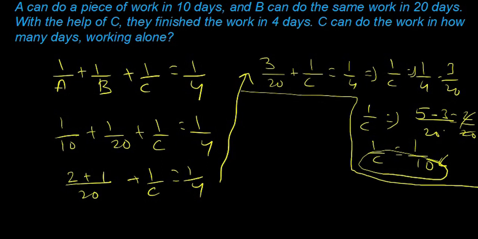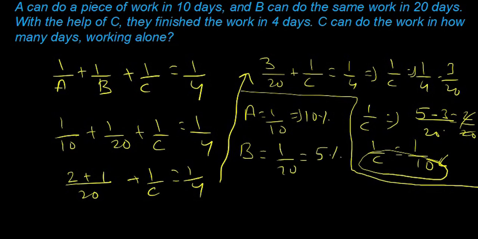Another method you can use is the percentage method. As you can see, A can complete the work in 10 days. So in terms of percentage, 1 by 10, we can say that is 10%. And in terms of percentage, 1 by 20 is going to be 5%. It is given to you that the total work is done in how many days? In 4 days actually.